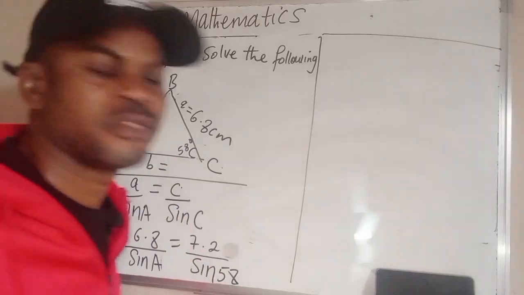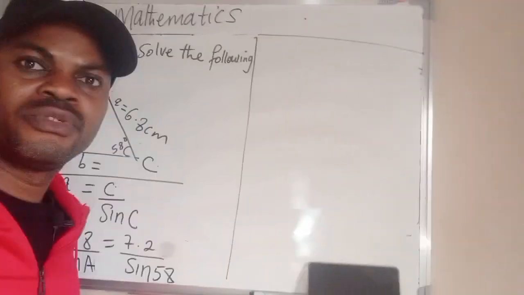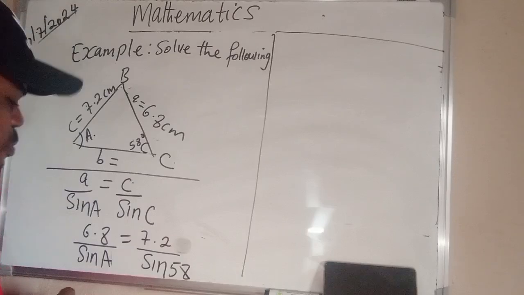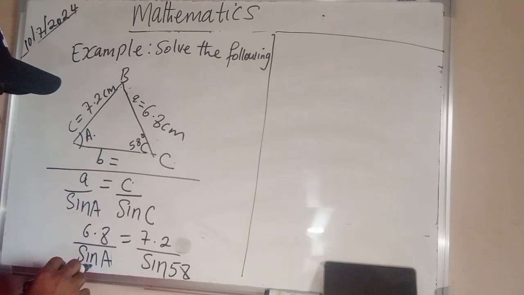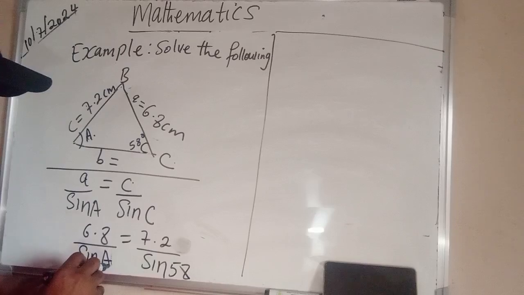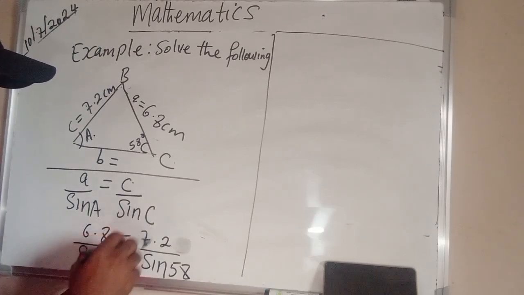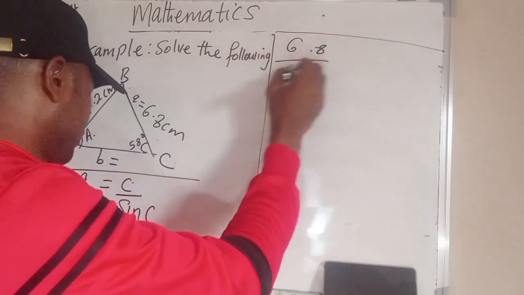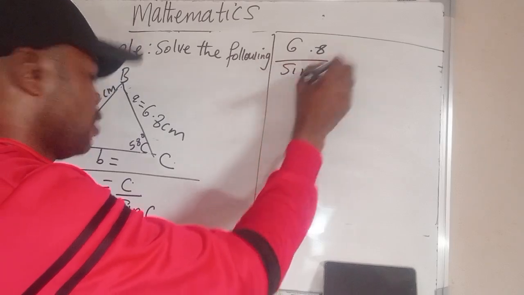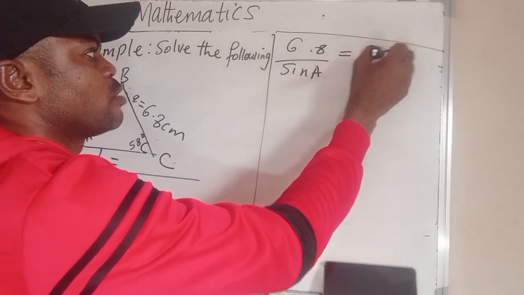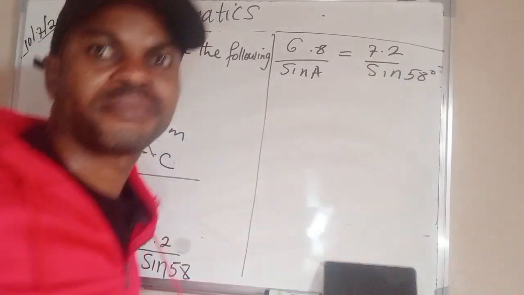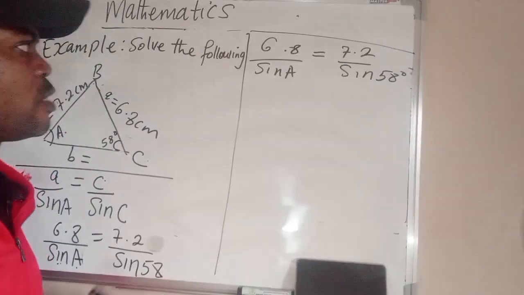So how do I resolve this? I'll quickly bring it this way. Take a look at this. I will definitely get sine A first. How do I look for sine A? By cross multiplying. What I mean is this. Write it again: 6.8 all over sine A equal to 7.2 all over sine 58 degree. So what I do is this. Bring it down.